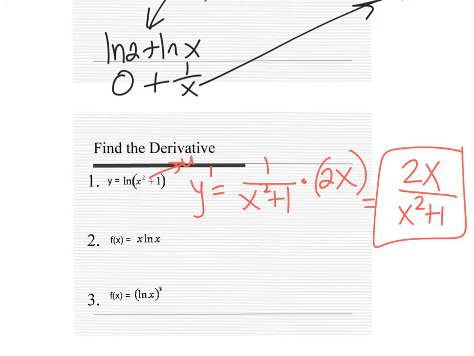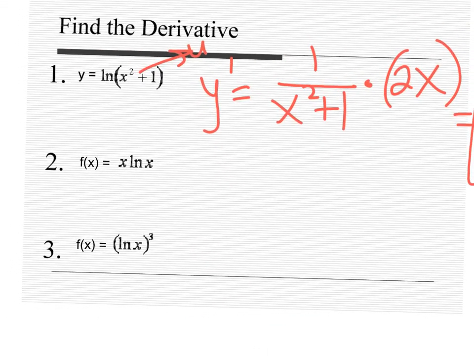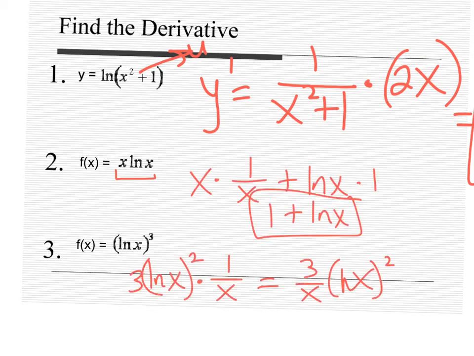Okay, the next one, I want you to try it, but be very careful because think about what kind of rule you're going to have to use if it's x times ln of x. So pause. If you can try 2 and 3 at the same time, fantastic. Otherwise, feel free to watch what I do at the next step.